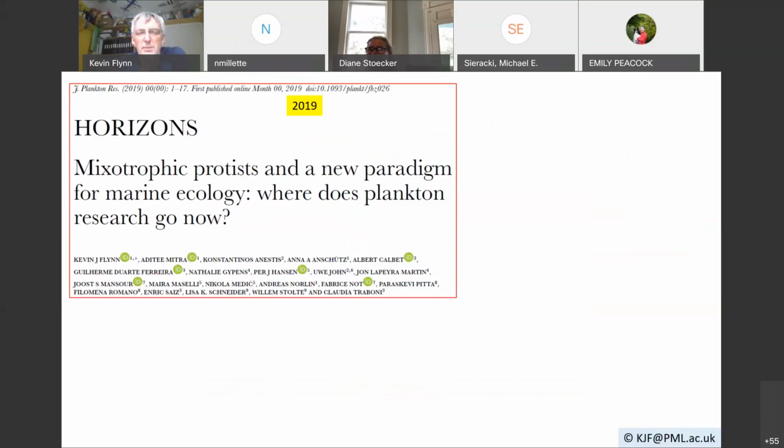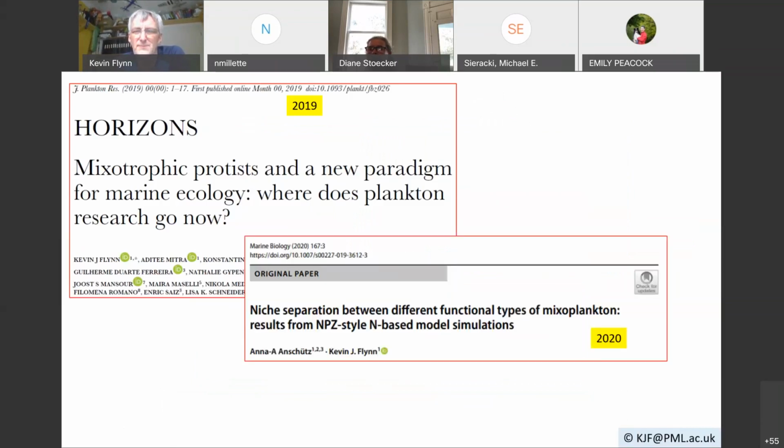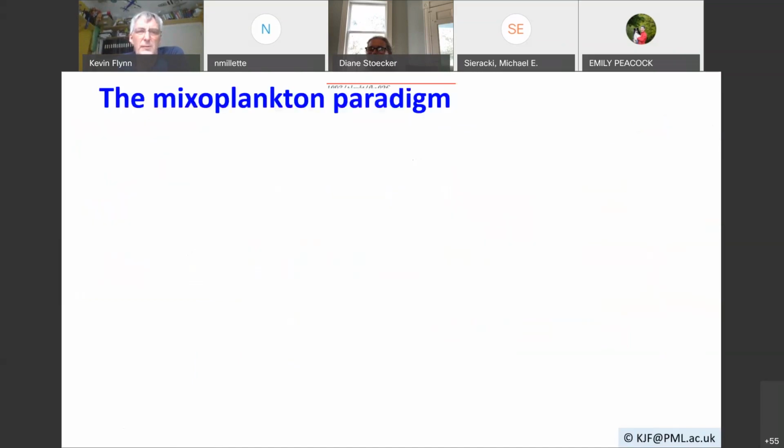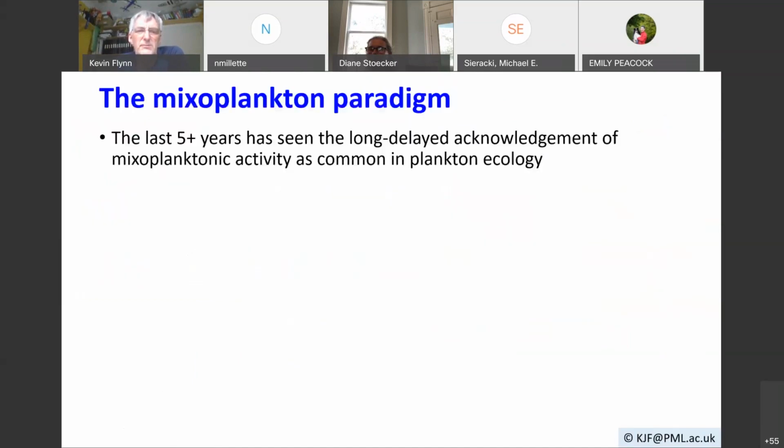The 2019 paper, this is the paper where we finally bit the bullet, having gone around in circles trying to justify mixotrophy, and came up with mixoplankton to solve the issue. And a whole lot of other papers have come out from Mixotin and will come out over the next couple of years. So the mixoplankton paradigm then, over the last 5 to 10 years, we see a long delayed acknowledgement of the importance of these organisms, the sorts of organisms which Diane and people have been working on for a long time.